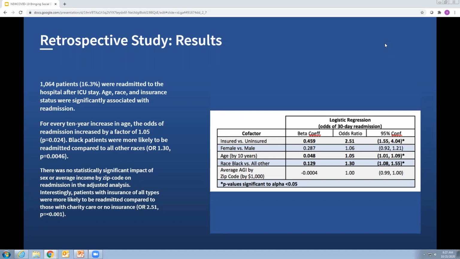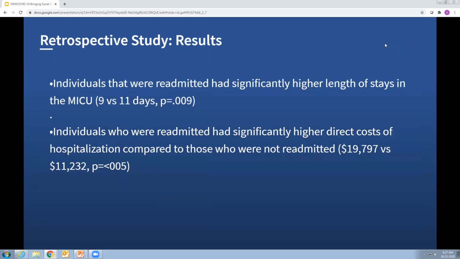One interesting fact was that individuals who had charity care or no insurance were less likely to be readmitted. And I think part of that might be that at that period of time, you were having a lot of outreach, and district clinic was following up on patients to make sure that they weren't having 30-day readmissions. The retrospective study also found that the average length of stay for those patients who were readmitted was much higher. And also those individuals who were readmitted had increased direct costs.